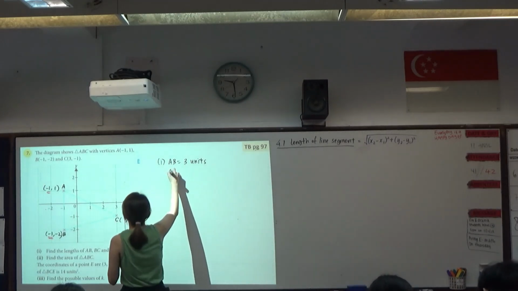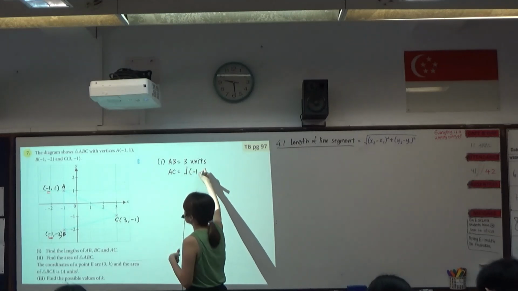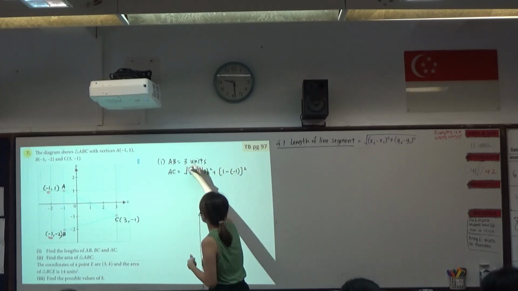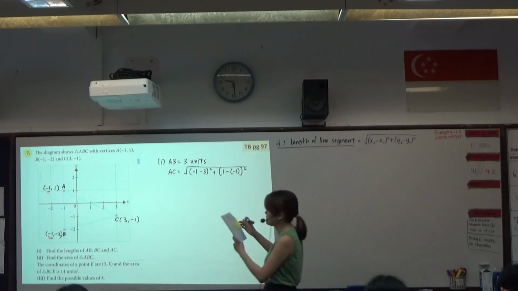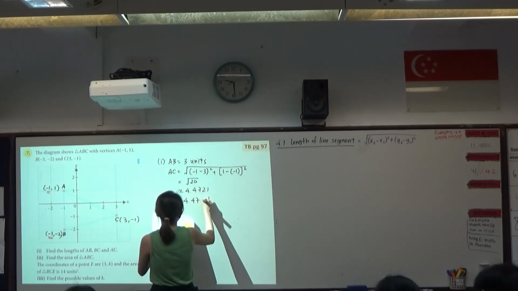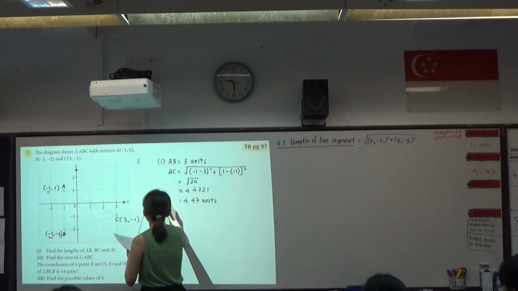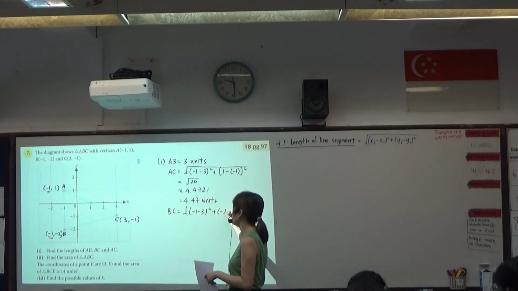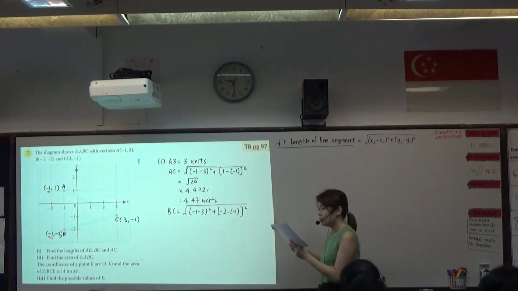Then to find out the length of AC, we will have to use the formula since it is a diagonal line. So negative 1 minus 3 squared plus 1 minus negative 1 squared. So we'll get this. And the answer comes out to be square root 17, if I'm not wrong. Is it? Sorry, AC is square root 20. So we get 4.47 units. And then for BC, similarly applying the formula itself, we will have negative 1 minus 3 squared plus negative 2 minus negative 1 squared. And then we will have square root 17.